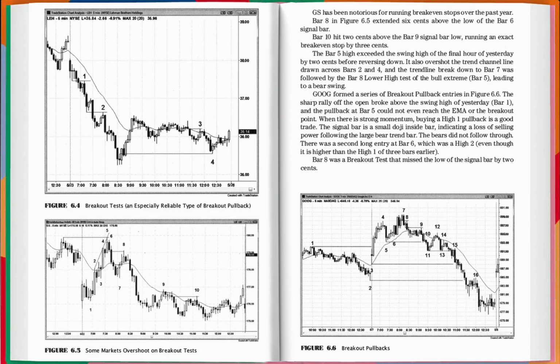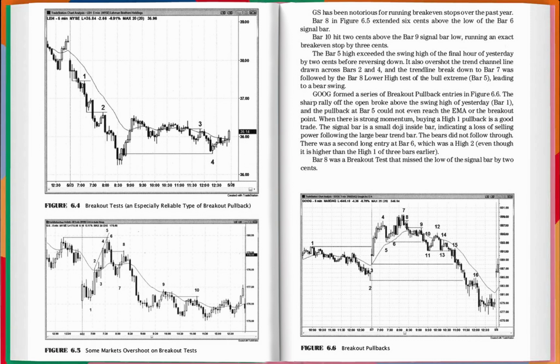The signal bar is a small doji inside bar, indicating a loss of selling power following the large bear trend bar. The bears did not follow through. There was a second long entry at bar 6, which was a high 2, even though it is higher than the high 1 of 3 bars earlier.